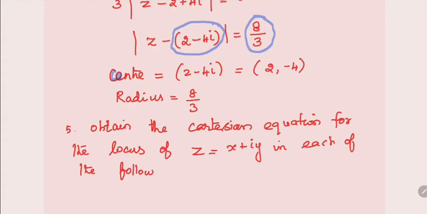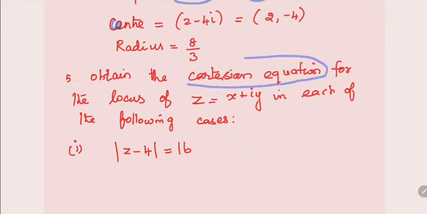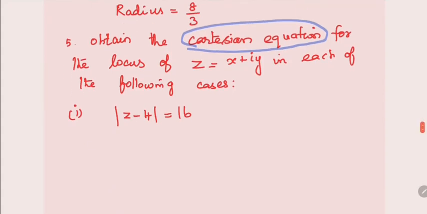So on that you will have two subdivisions. The first subdivision is given as modulus of z minus 4 is equal to 16. What is asked? Obtain the Cartesian equation. Cartesian equation means it should be in the form of x and y, for the locus of z is equal to x plus iy. So first we should write z as x plus iy, because we have to write the equation in terms of x and y.